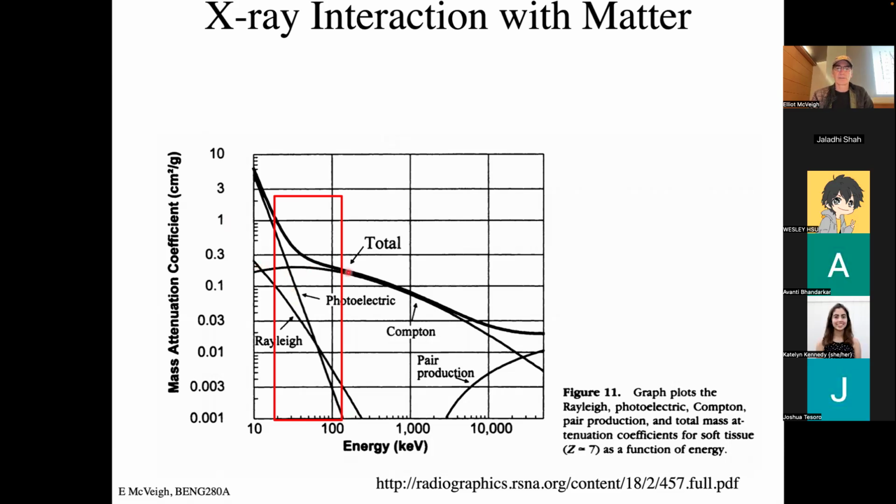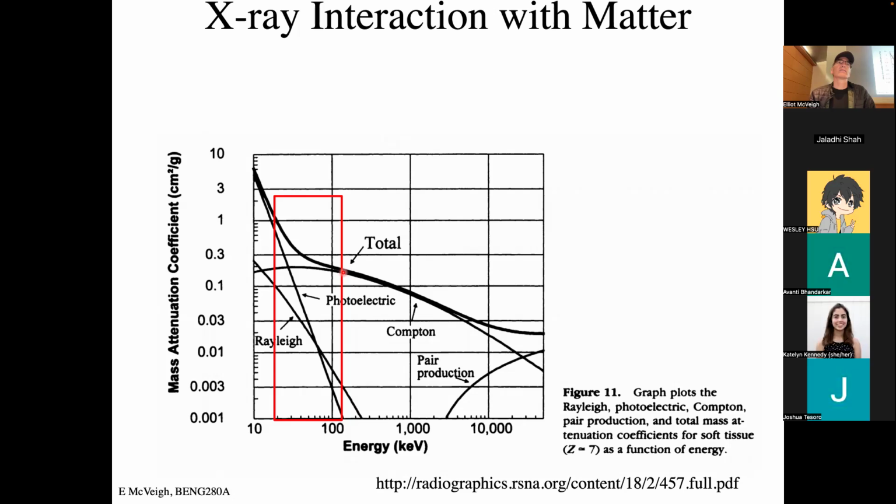This curve gives the probability or the mass attenuation coefficient from purely Compton scattering. And as you can see, over our energy range, it is pretty constant. Okay, so that's just happening all the time for all energies at 30 keV to 120 keV. Interestingly, this gives us an opportunity, right?